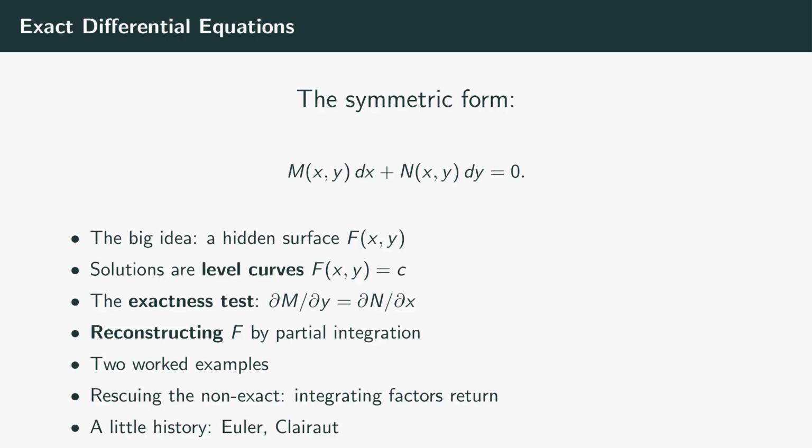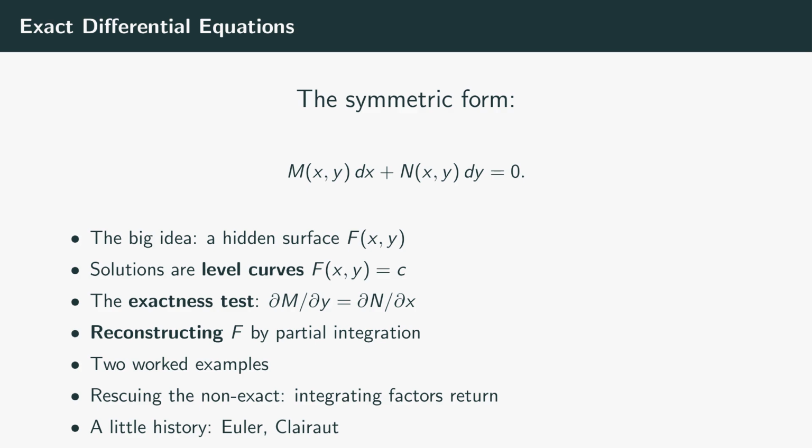We write a first-order equation in a symmetric form, M of x and y times dx plus N of x and y times dy equals 0. The central idea is that this expression might be the total differential of some surface, a function f of x and y. If it is, then f stays constant along every solution, and the solution curves are nothing but the contour lines of that surface. The level curves f equals a constant.